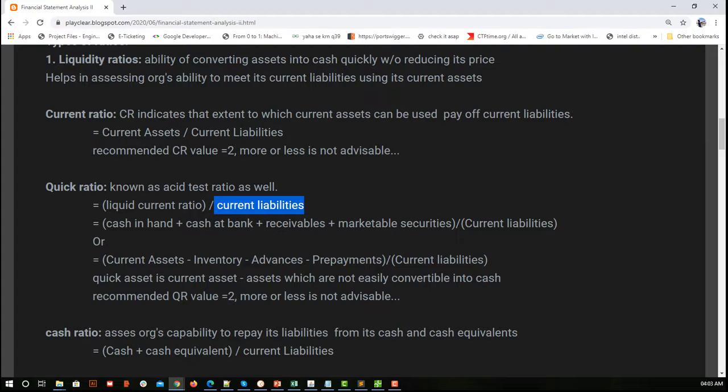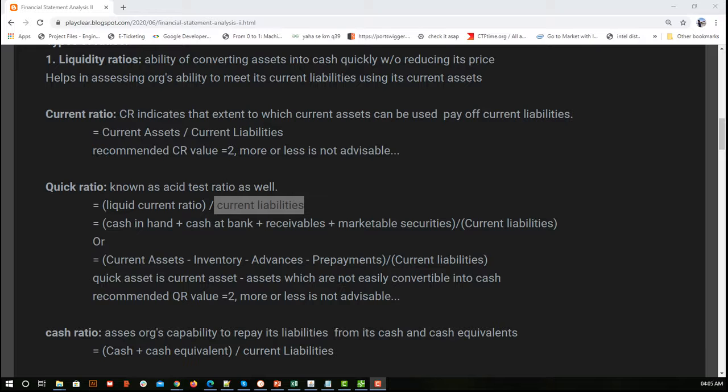Now what the quick ratio says is, if this ratio is more, I can say that my liquidity is more. And if my liquidity is more, I can say that if there are any short-term obligations or any amounts payable that I have, the organization can easily satisfy those requirements.